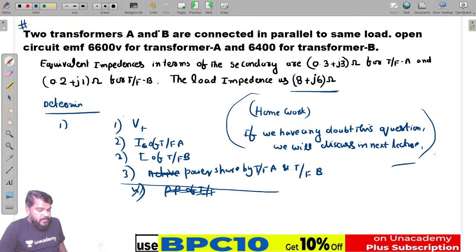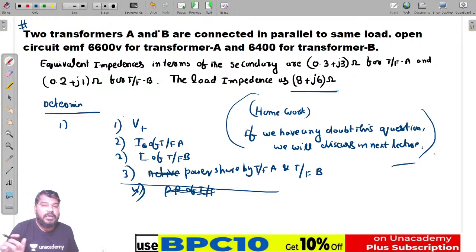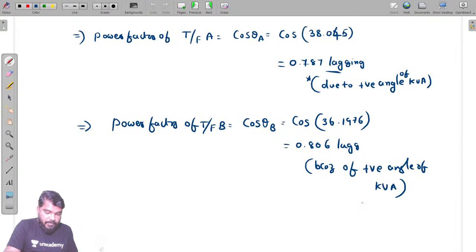So is my point clear? Today we have discussed the complete concept of the parallel operation of transformers. What are the necessary conditions? What are the desirable conditions? How is the load shared by each transformer, in both cases, when voltage ratings are equal and when voltage ratings are unequal. It is a very important concept. There is a possibility to get a question from this concept. Do you have any doubt about this concept? Please mention it in the comment box.